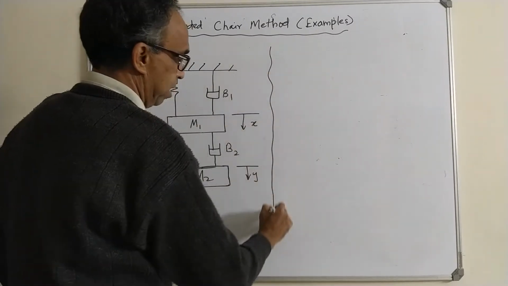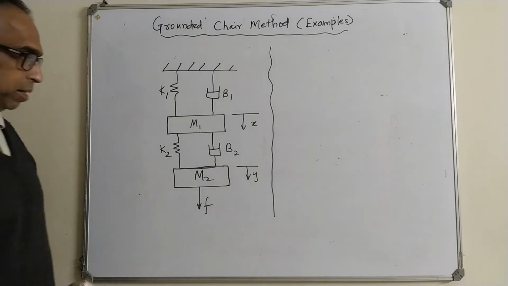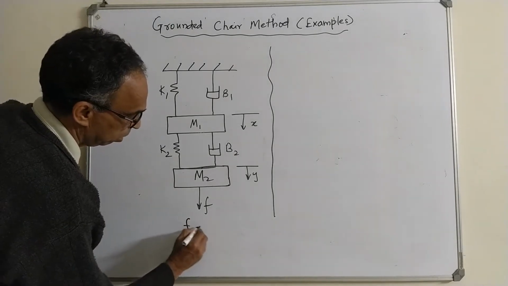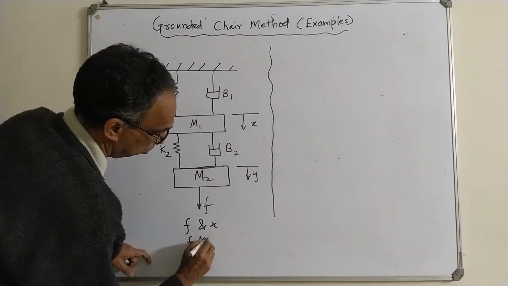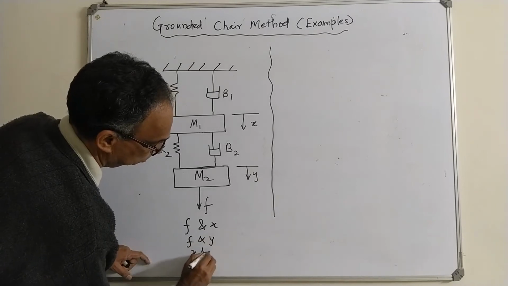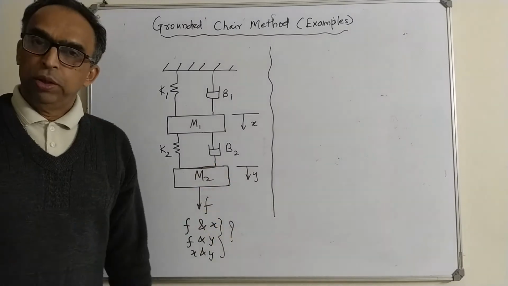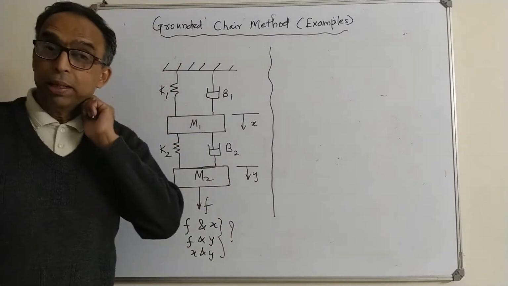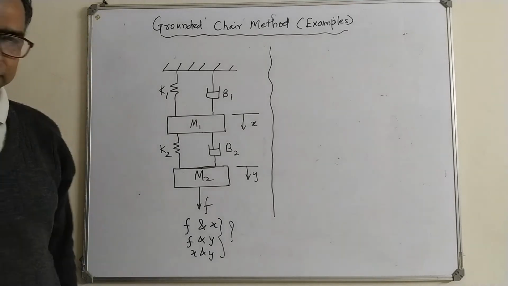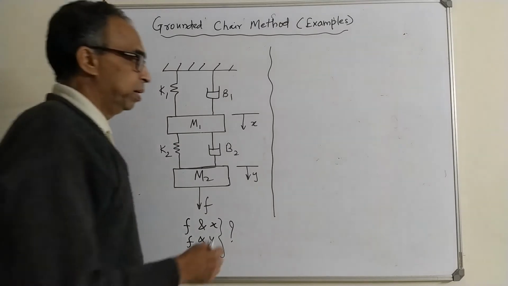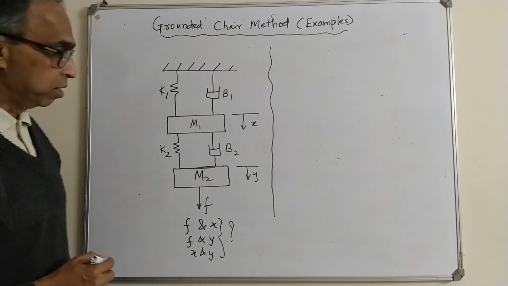Let us try to understand the solution for this by using the grounded chair representation. Now the question asked would be, find the relationship between F and X, F and Y, and X and Y. If these questions are posed, using my conventional equilibrium method and writing the differential equations is a bit complicated. It's not impossible, but it's a bit complicated. So instead, I use the grounded chair representation.